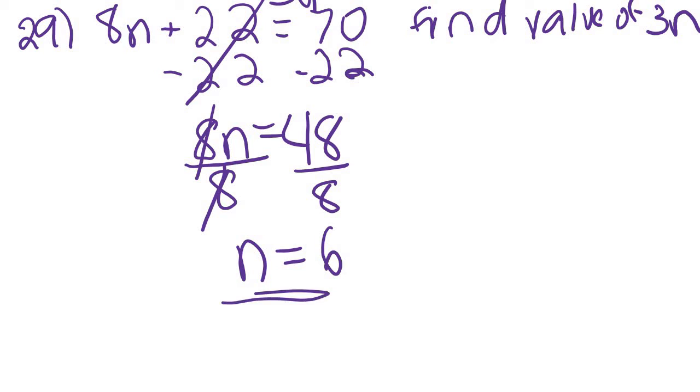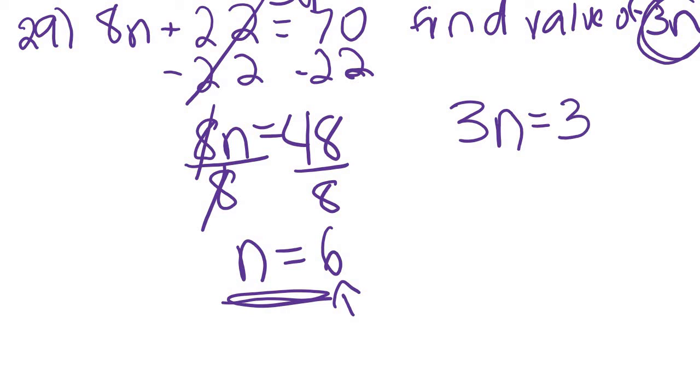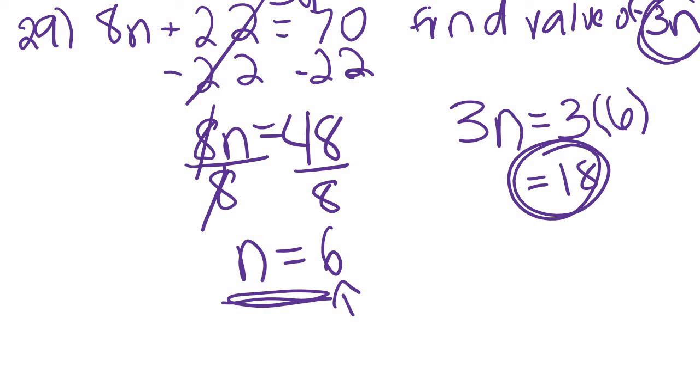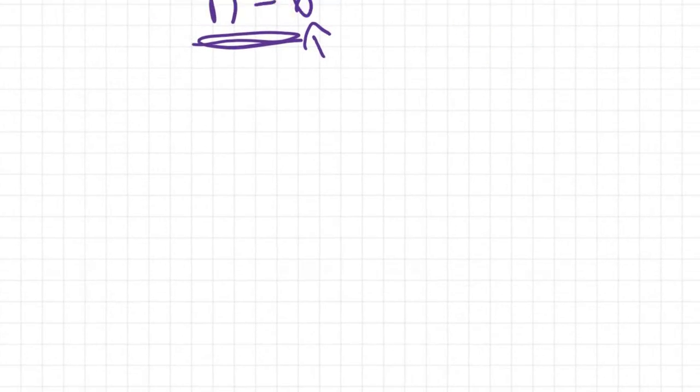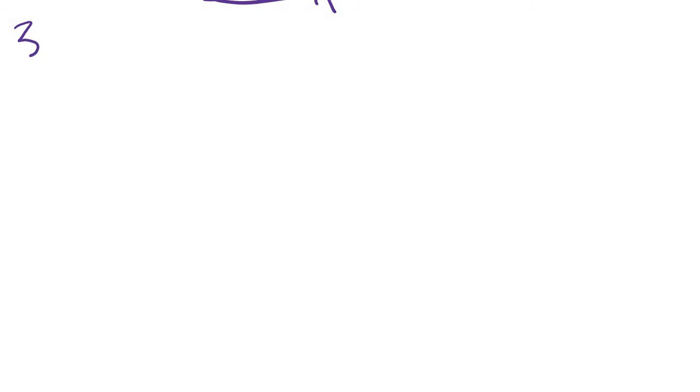All right, so n equals 6, but we're not done. They want us to find the value of 3n. So 3n equals, remember, we found n is 6. So 3 instead of n, I'm going to now write 6. And I'm going to get 18. So our answer is 18. Always remember to look to see what it is they are actually asking you.